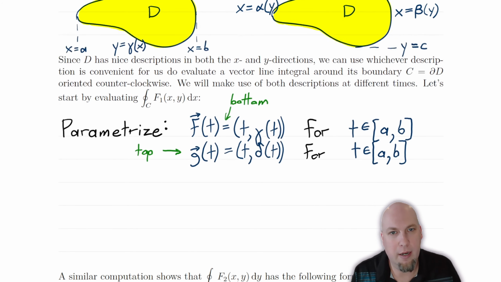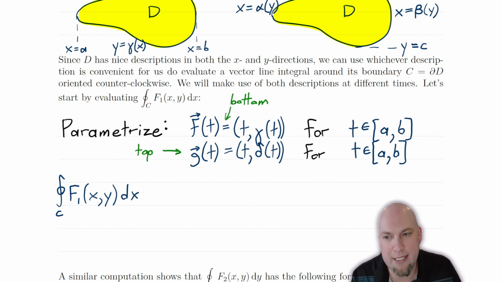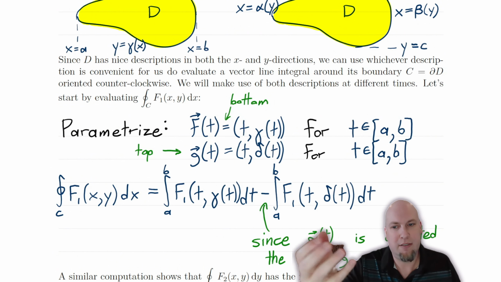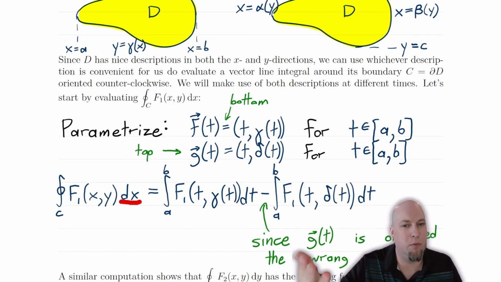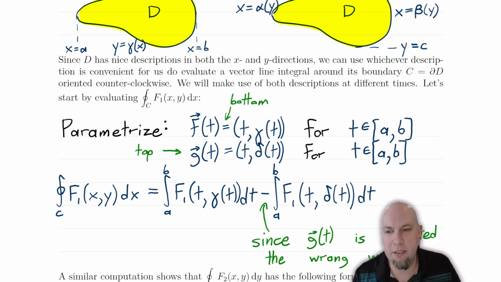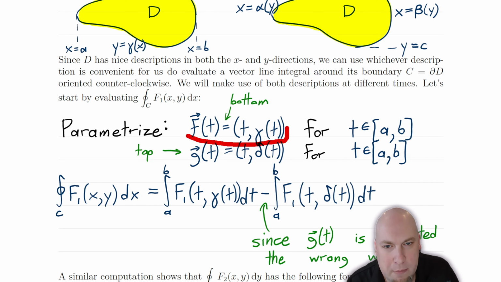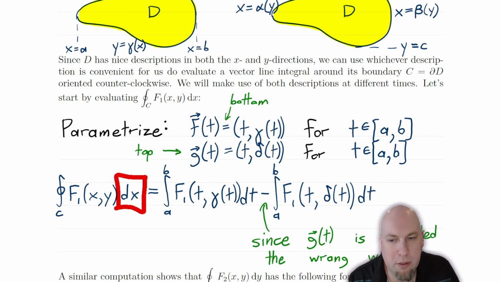Okay, and then how do I compute this integral here, this integral of f1 dx? Well, I plug into my formula for vector line integrals, right? Remember dx, think of that like you have to turn it into an integral with respect to dt. So what I'm going to do is plug my parameterizations, this f of t and this g of t, into f1, and then I'm going to have to do a little change of variables.